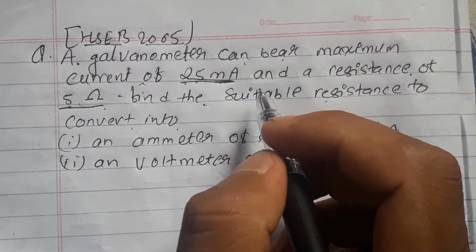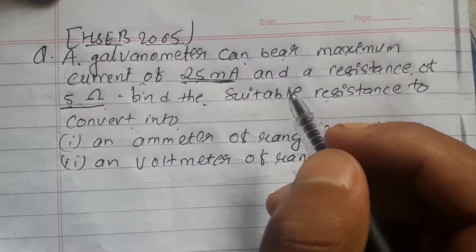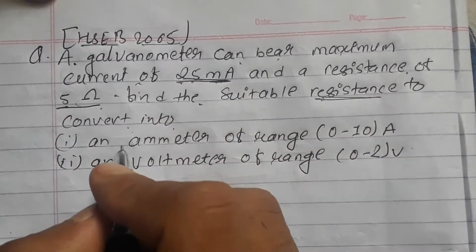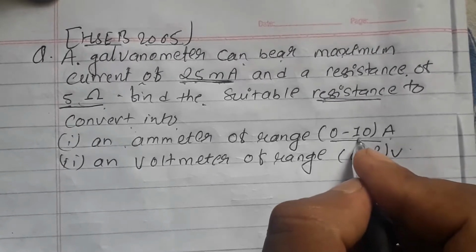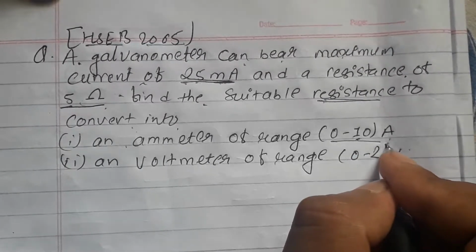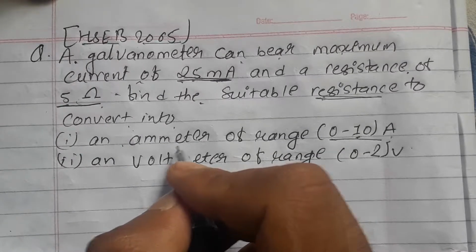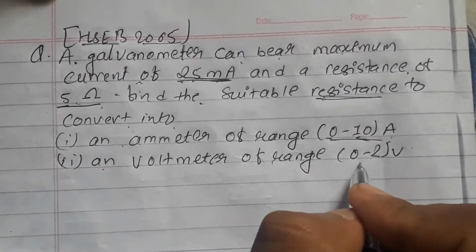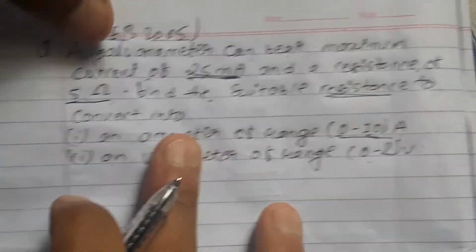Find the value of shunt, that means the resistance to convert it into an ammeter of range 0 to 10 ampere. Okay, we are given a 0 to 10 ampere ammeter, and for the voltmeter the range is 0 to 2 volt. Okay, let us solve this.